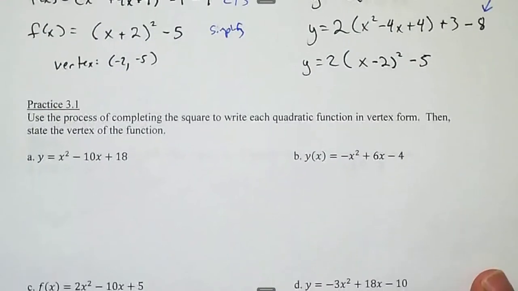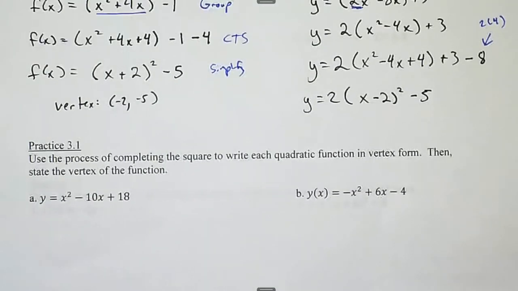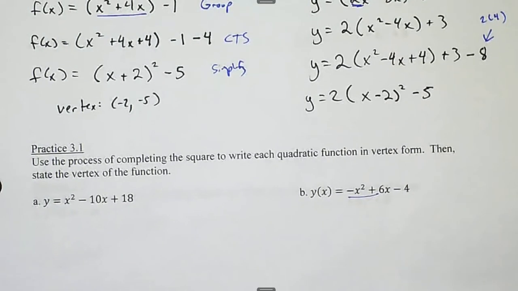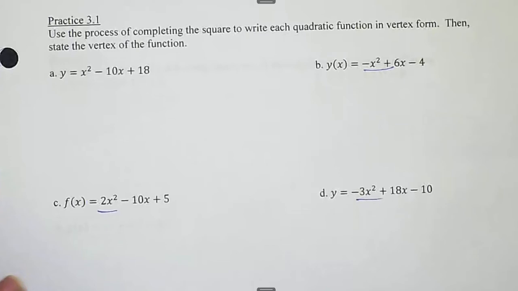So I'd like you to try that. Keep in mind that on problems like this, you need to factor it out so that you get a positive 1 in front of the x squared. And if it's negative, be real careful. Do your best. Don't worry if you don't get 100% correct, but try and do as much of the process as you can.